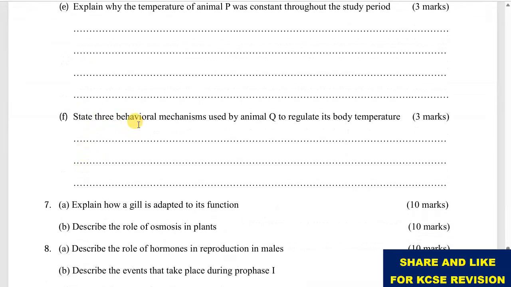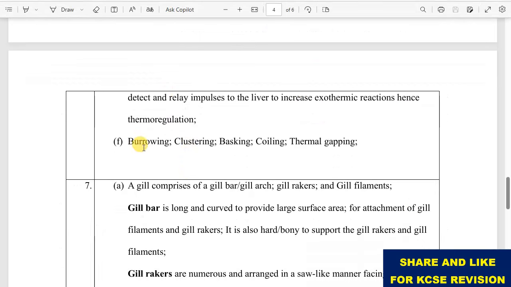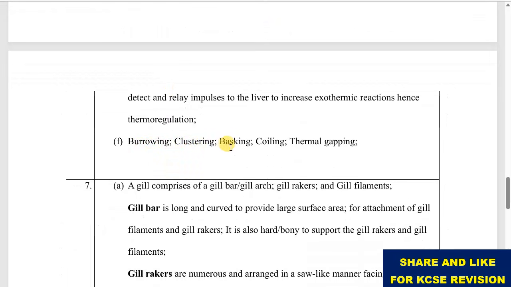State 3 behavioral mechanisms used by animals to regulate body temperature: burrowing, clustering, basking, coiling, thermograbbing.